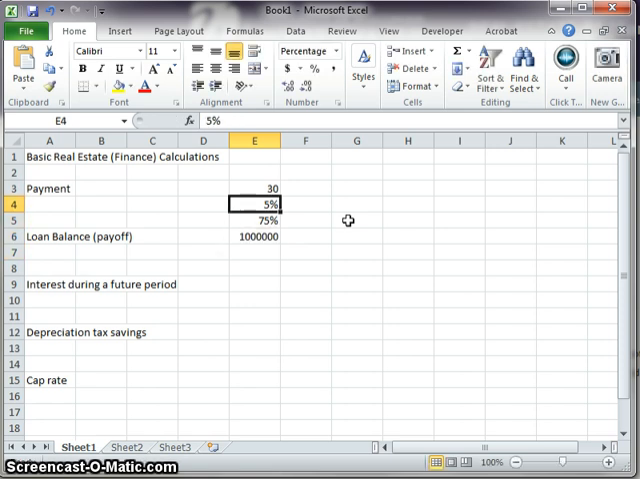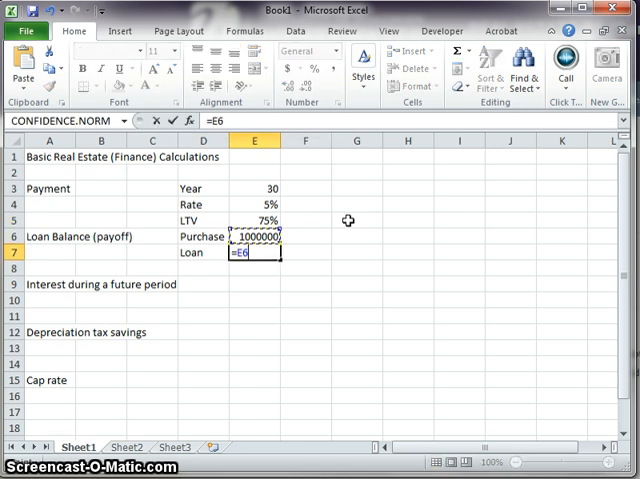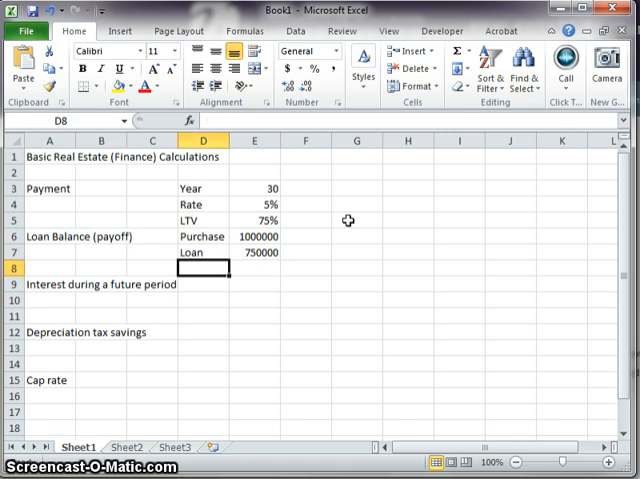So let me go ahead and get some titles here, rate, and we have $1 million. So our loan is going to be 75% of the million. This is our loan to value, so we're going to be able to borrow 75% of the purchase price. So that's a simple $1 million times our 75%. It's going to give us our $750,000.